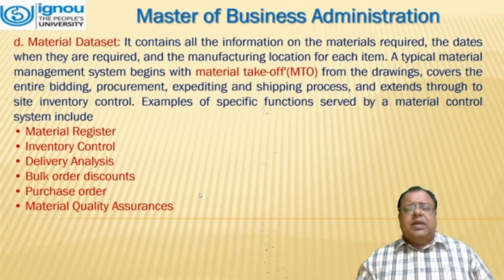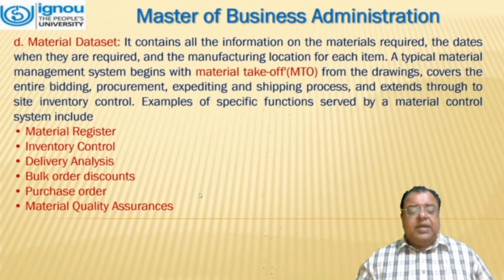A typical material management system begins with material takeoff from the drawings, covers the entire bidding, procurement, expediting, and shipping process, and extends through to site inventory control. Some examples of specific functions served by a material control system are material register, inventory control, delivery analysis, bulk order discounts, purchase orders, and material quality assurance. These are all parts of the material data set.